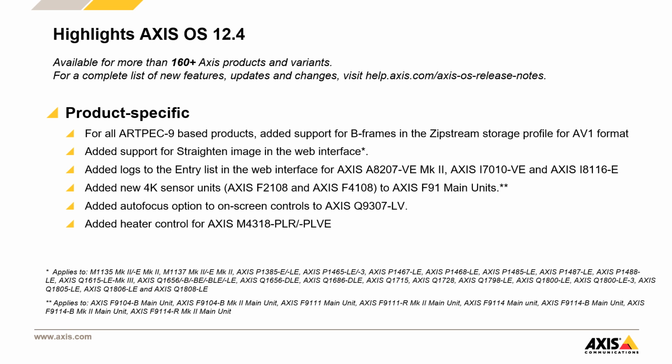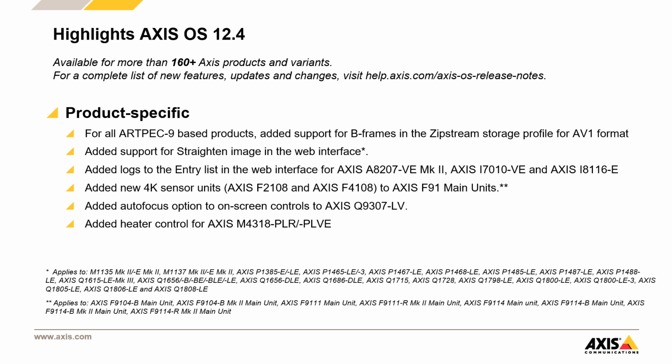When it comes to product-specific updates, we have implemented the following enhancements. First, for all products powered by our Big 9 chipset, we added support for B-frames in the ZipStream storage profile for AV1 format. On selected products, we have added support for straighten image feature in the web interface. With Access intercoms, we now include logs within the entry list section of the web interface.